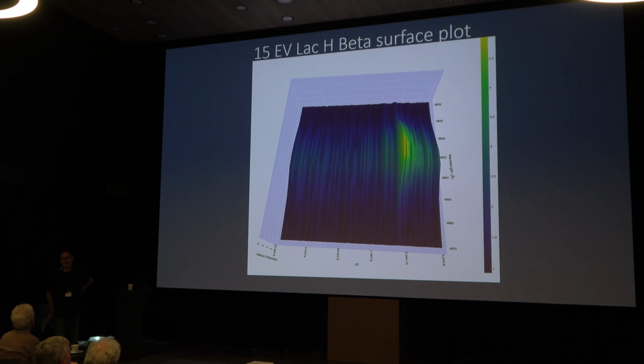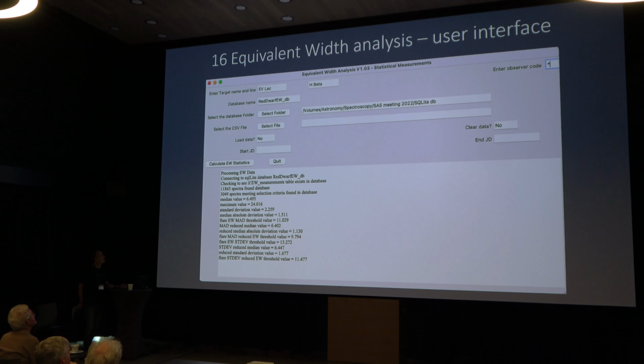This is written with Python code. I think that's a pretty clever piece of software. Equivalent width analysis, user interface. What does it say about this?